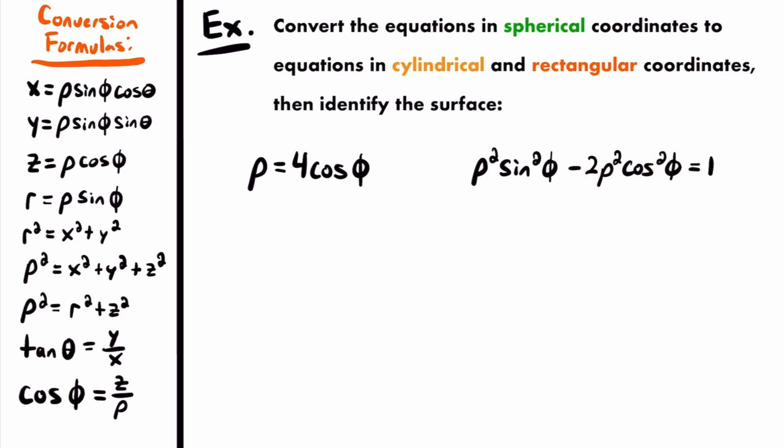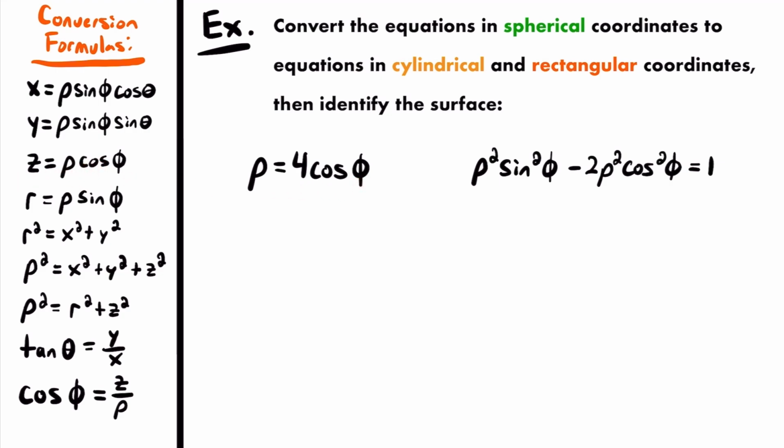All right, now let's start with this one over here. At first, it seems a little bit confusing on how we would convert this to both rectangular and cylindrical, but something that I notice is that we do have cosine of phi, so maybe if we multiply both sides by rho, then we'll have rho times cosine of phi, and that is equal to z.